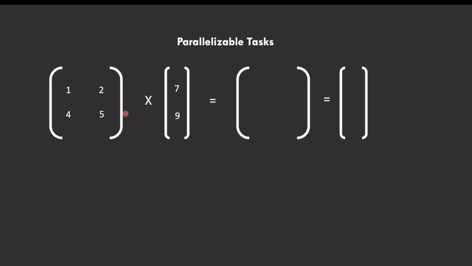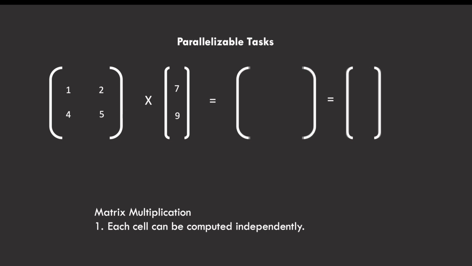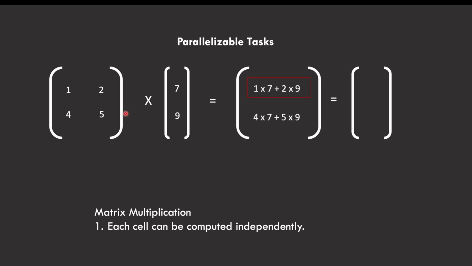Now let's look at some real world examples. Here's a very good example of a parallelizable task, which is matrix multiplication. Now each cell in the matrix can be computed independently, right? They don't depend on one another at all. So if you look at this, the cell that's highlighted in red and the cell that's highlighted in yellow can both be computed independently by different threads at the same time, and they can give us the results at the same time.